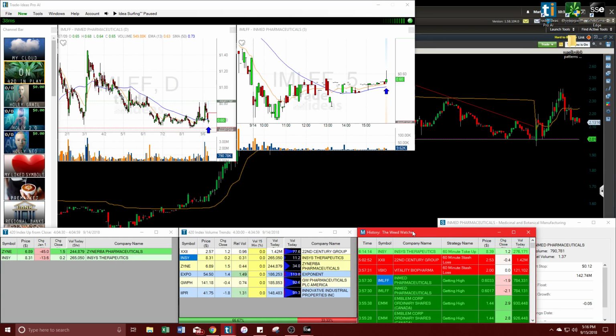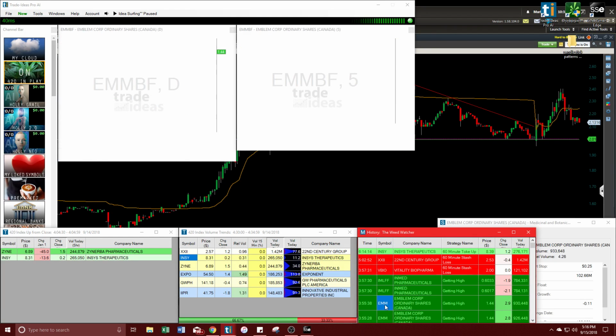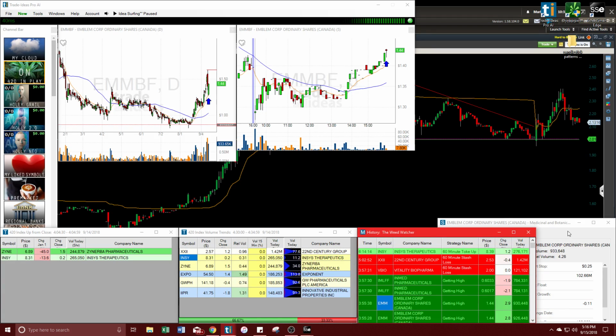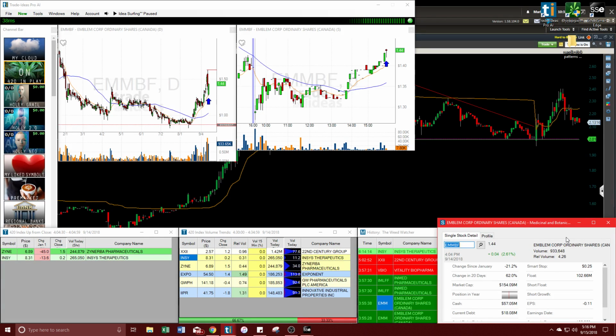Alright, so moving on. We just went over IMLFF. I wasn't really too sold on it because it's below all of its moving averages. It is a low float, but I don't want to play anything that has a lot of upwards resistance. EMM. EMM has a float of 102 million. Looks like it recently just had a big dump.